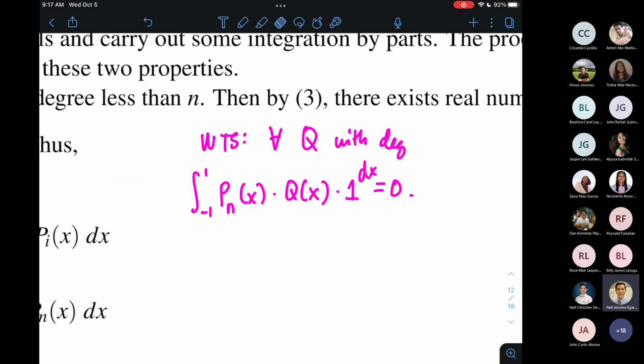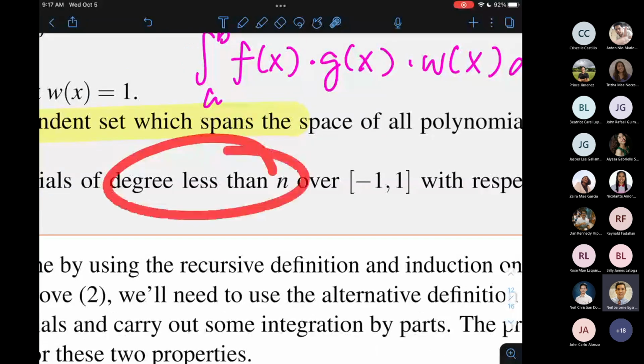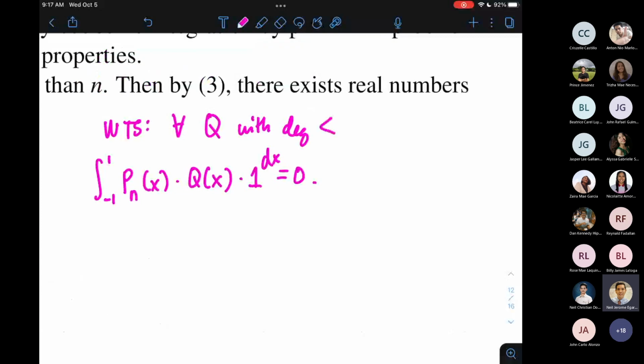The degree is strictly less than n pala to. Tama ba? The degree should be less than n. So the degree of this should be lower than n. So this is degree n, Legendre polynomial. Q has degree not exceeding n minus 1. Okay? This is degree n. This is degree less than n. Alright? Its integral is equal to 0. So no problem. When you have a Legendre polynomial, you take its integral against any polynomial of degree less than n, you are sure that the integral is always equal to 0.